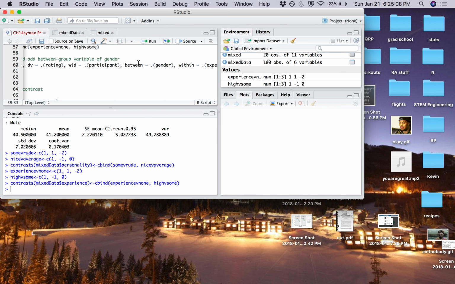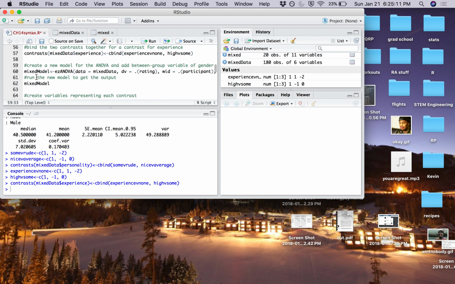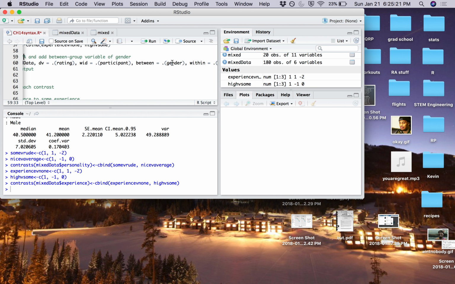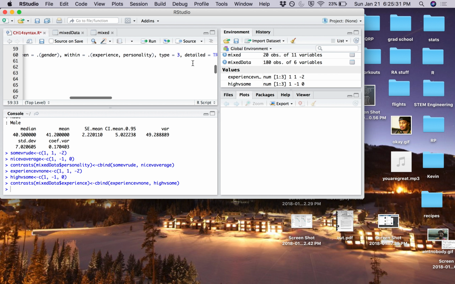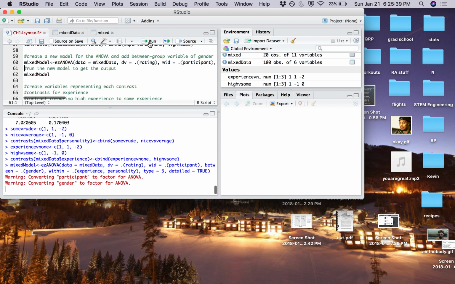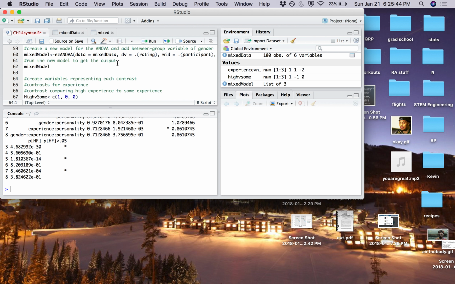Here, we will indicate the data frame that we want to pull from, the outcome variable of the rating, the participant, the between group variable of gender, the repeated measures variable of experience and personality, and then indicate type 3 sum of squares, and the detailed output to include the sum of squares, so we have to set that to true. So then we're going to run the model to get the output for the ANOVA.